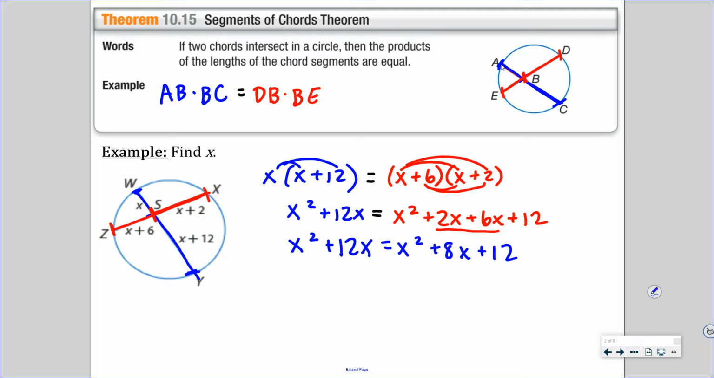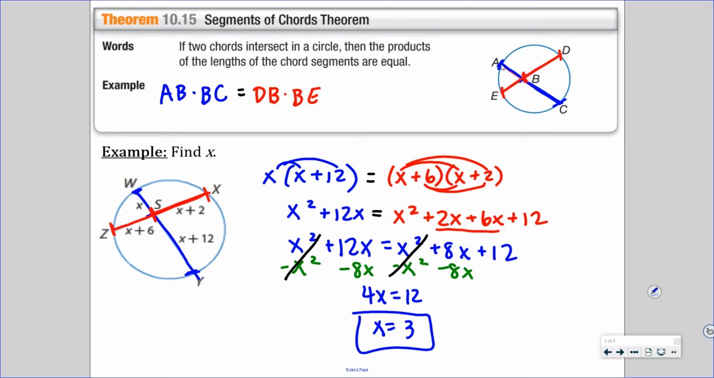Now I want variables on both sides, so I'm going to try to group my variables together. And what do you notice about the x squareds when I go to move them to one side? They cancel out. Okay, that's nice. So I'm going to go ahead and move over this 8x then. So we get 4x equals 12, meaning x is 3. Okay.